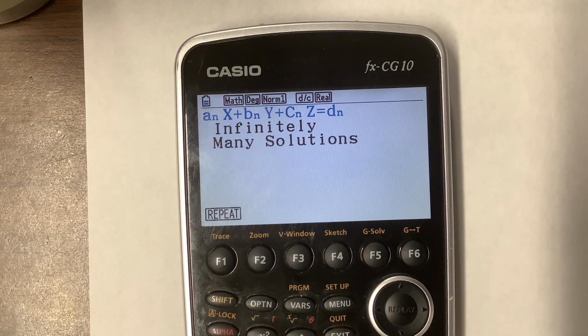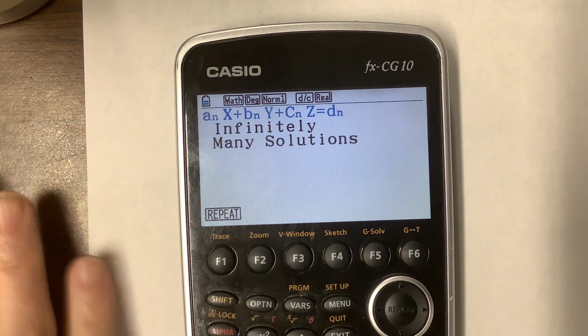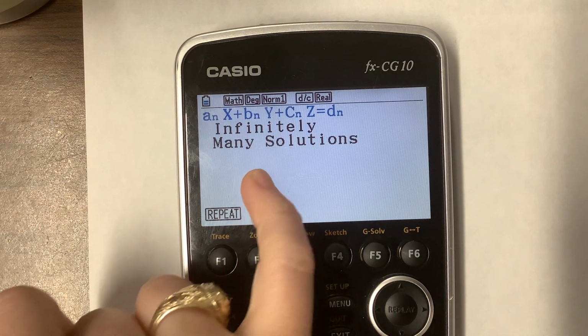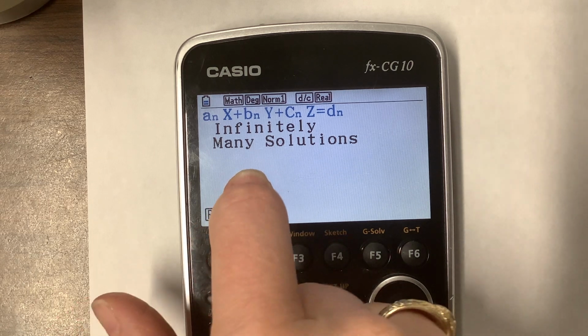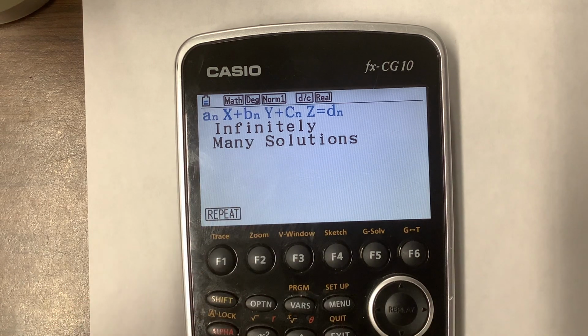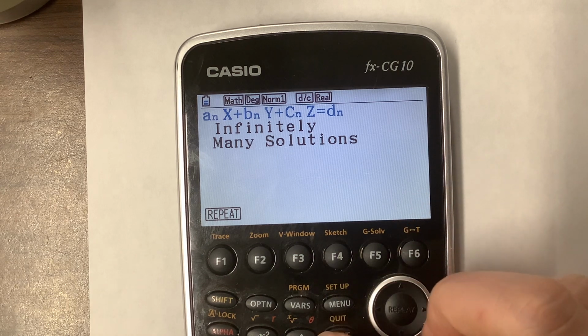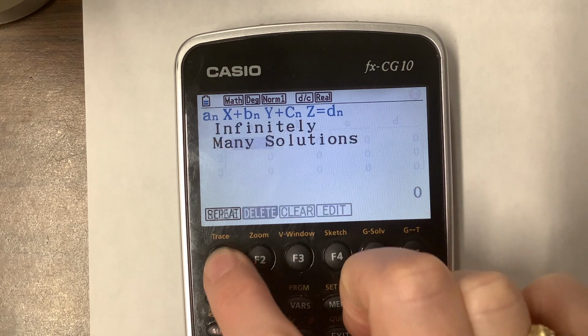Okay, so my calculator here gives me infinitely many solutions, which means that my 3 planes are all intersecting in one line. But I'm going to want more than you just telling me that there's infinitely many solutions. I want you to tell me what is that solution. So there's a way that our calculator can help us with that, and I'm going to show it to you in a second.